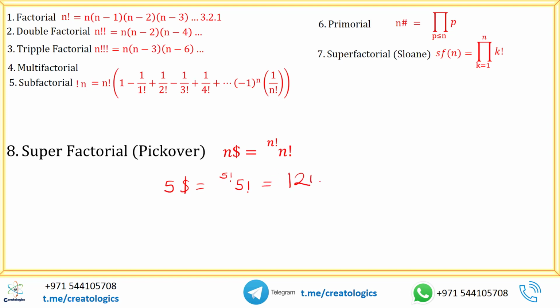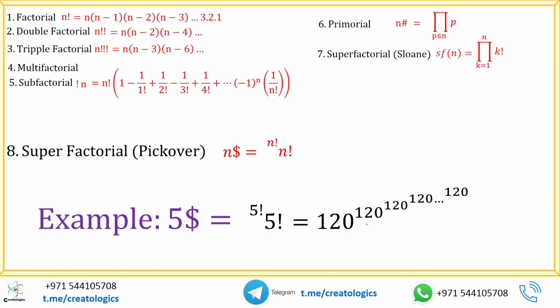So take 120 and its power 120 and its power 120 and so on like this. How many times? 120 times you have to do this. Okay, it's a very large number, so I'm not going to calculate this value, but you have to take 120 raised to the power 120 raised to the power 120. That is the meaning of this superfactorial, which is represented by $5.